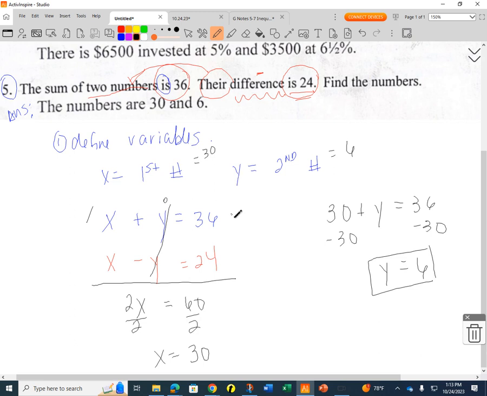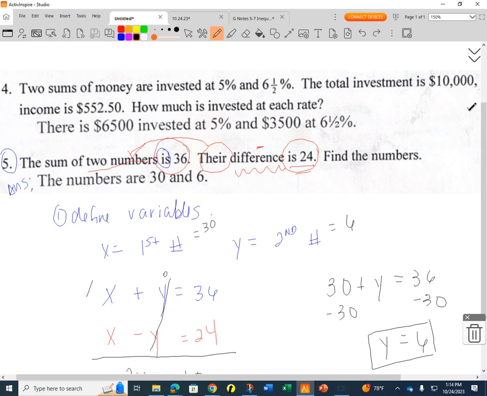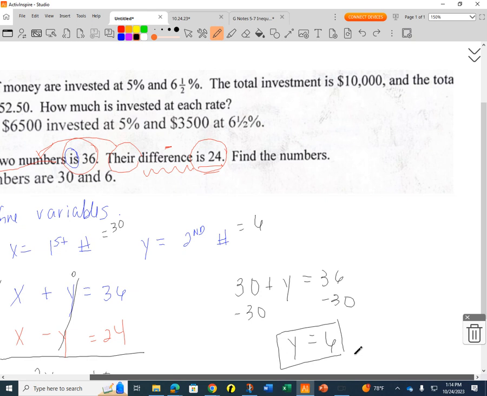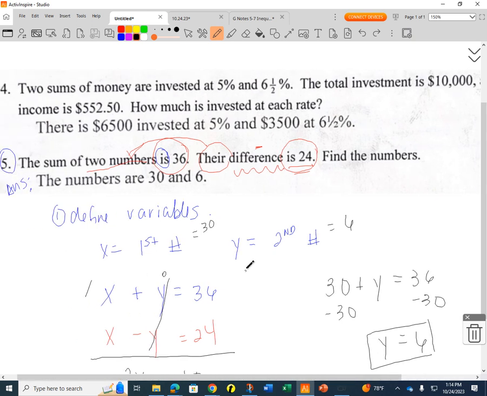Alright, so now let's look at the one that Omar asked about. Two sums of money are invested at 5% and 6.5%. The total investment is $10,000. I can't see the rest of that. And the total income is $552. So this one is obviously more intimidating. So we have to break it down a little bit more.